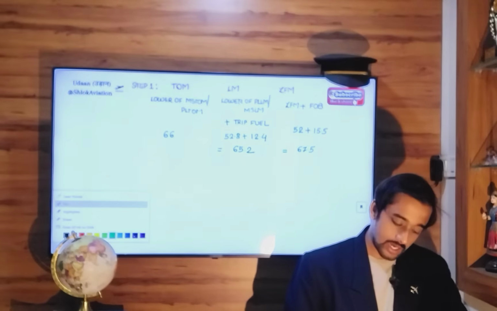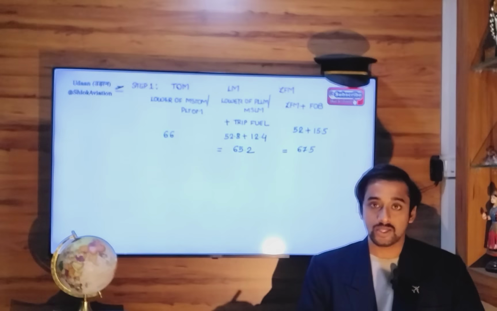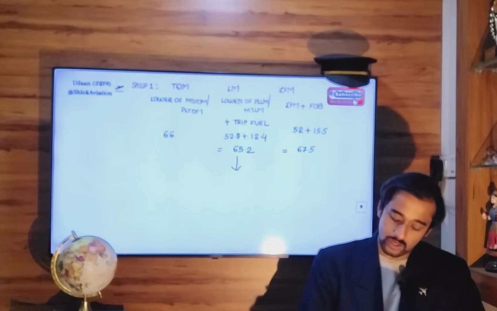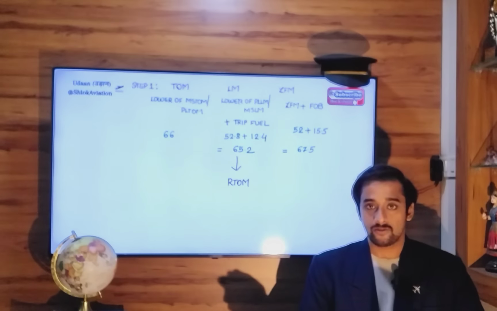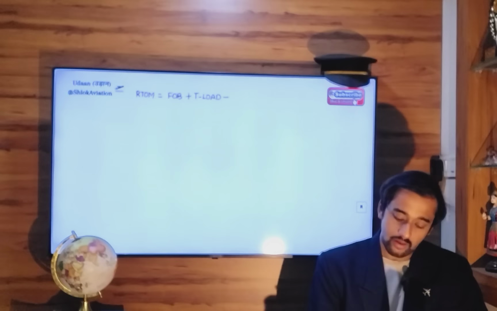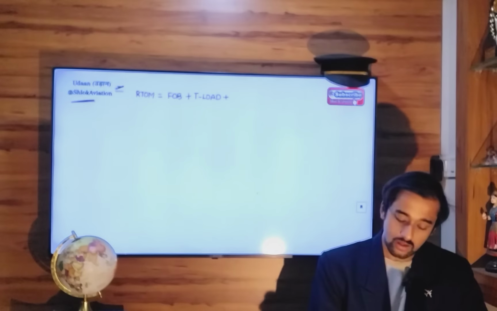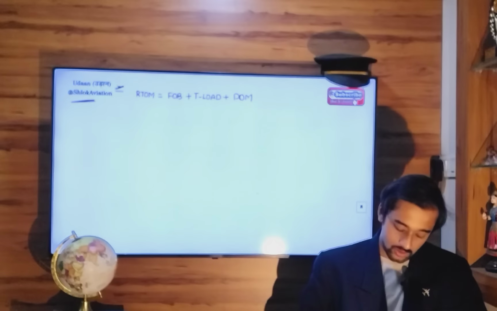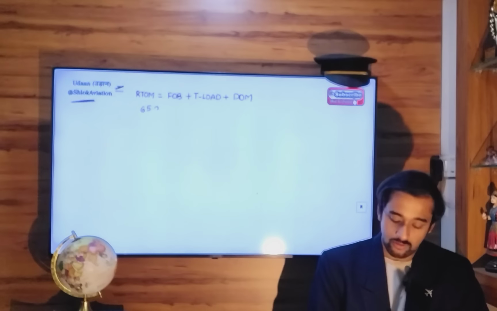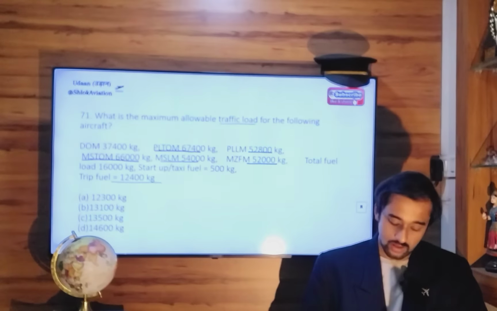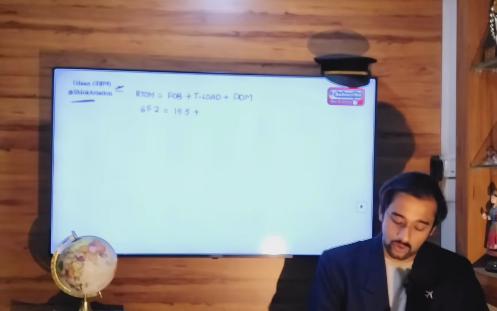Okay, now out of these 3 possible takeoff values, you have to select that takeoff value which is the lowest of them. And the lowest takeoff value is 65.2. This becomes a regulated takeoff mass. Step 2, regulated takeoff mass equals to fuel on board, also known as takeoff fuel, plus traffic load or payload plus dry operating mass. So regulated takeoff mass is 65.2, fuel on board is 15.5, dry operating mass is 37,400, so 37.4. Traffic load we will find out.